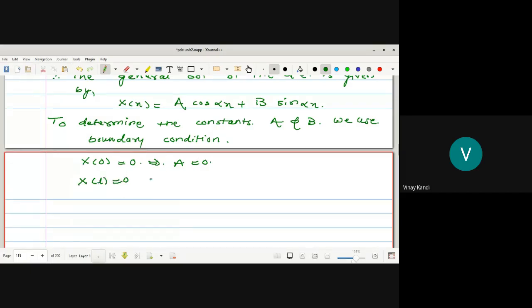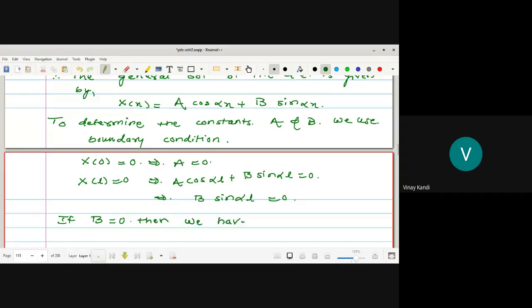X of l is equal to 0. This implies A cos alpha l plus B sin alpha l is equal to 0, but A is 0. This implies B sin alpha l is equal to 0. Okay, if B is equal to 0, then we have trivial solution. Okay, trivial solution.